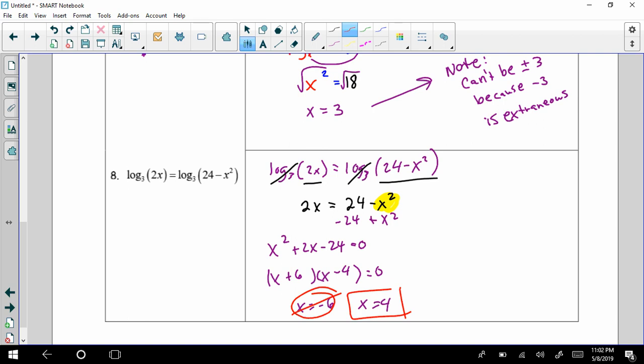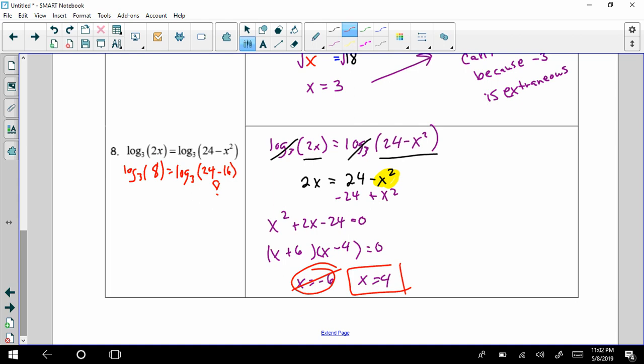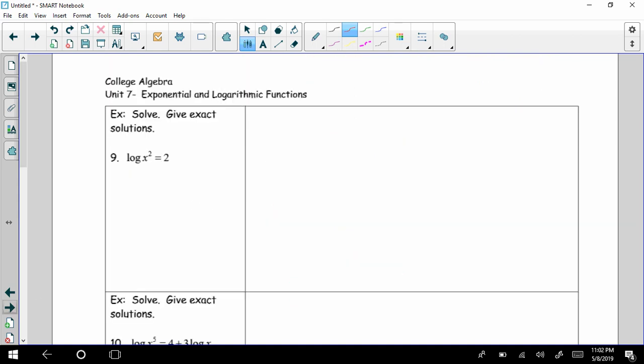Plugging that in to double check. I get log base 3 of 8 equals log base 3 of 24 minus 16, which is 8. So log base 3 of 8, log base 3 of 8, that all checks out. Okay, so knowing where to start on these problems is going to be the key.